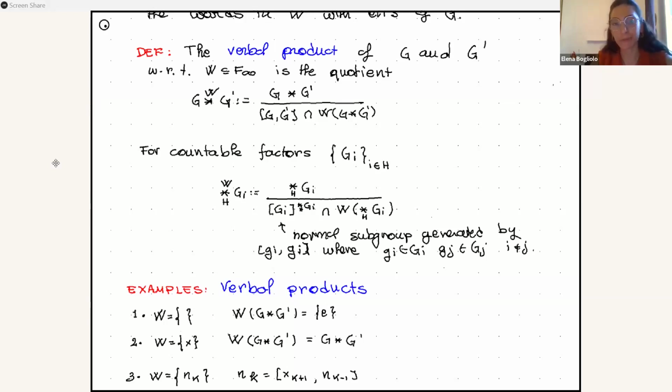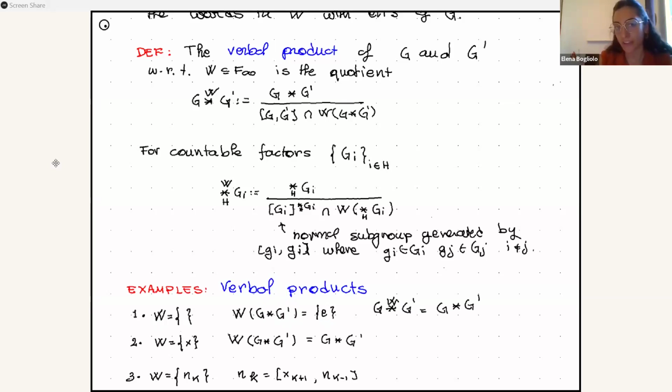First of all, I want to show that verbal products do indeed include free products and direct sums. So let's see, for instance, that if I consider as W the empty set, then the verbal subgroup associated to the free product is going to contain only the trivial element. And so from the definition, we get that the verbal product of G and G prime is just the free product of G and G prime.